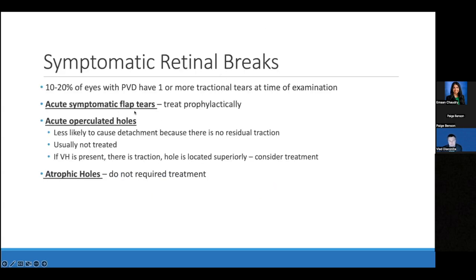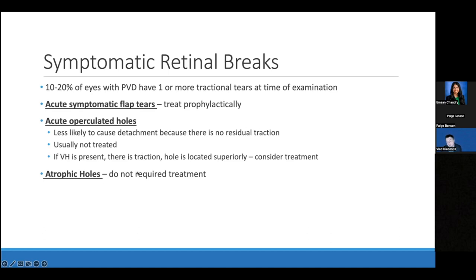So acute symptomatic is the big one. If it's a horseshoe tear, like I showed you, and they're symptomatic, you definitely want to treat it. Even if it's asymptomatic, if it's a horseshoe tear, you probably want to treat it because those, like I said before, commonly can lead to problems. Acute operculated holes, again, there's a little bit of a debate here, but if the operculated hole is acute and people notice, probably treat. If there's a vitreous hemorrhage, probably treat. If it's been there for a long time, don't have to necessarily treat it.